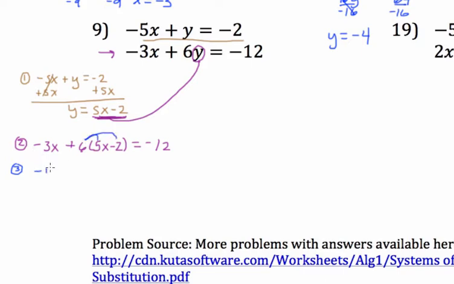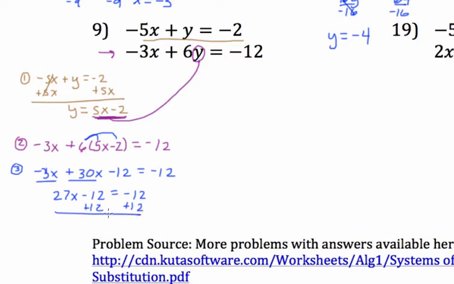Distribute. Add like terms. Think money. You lose 3, you win back 30, you're 27 to the good. That's 27x. Undo what's been done to the x. So add 12 to both sides. Ooh, equals 0. So when I divide both sides by 27, 0 divided by 27 is 0. So the x-coordinate is 0.